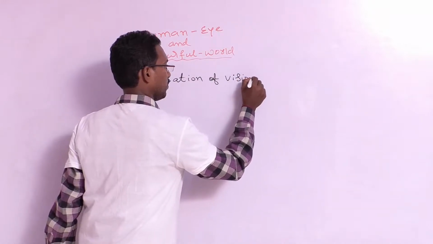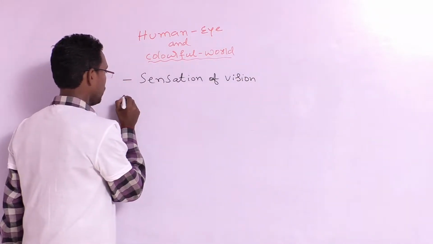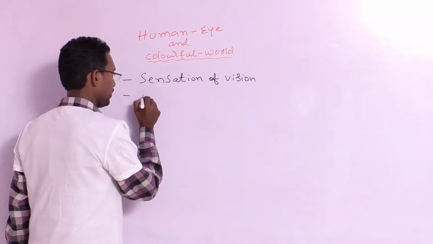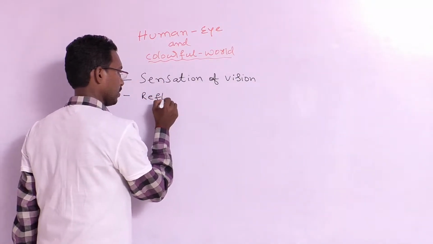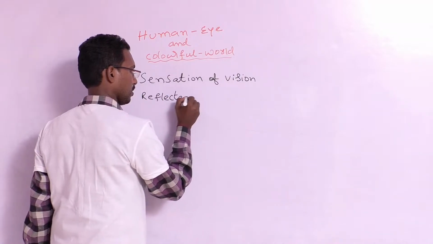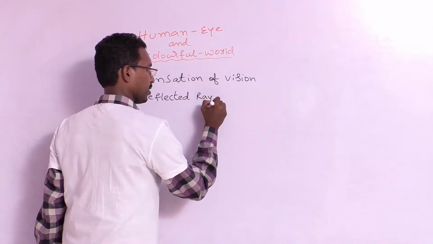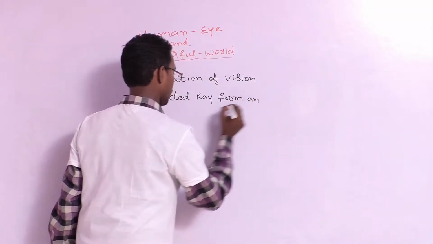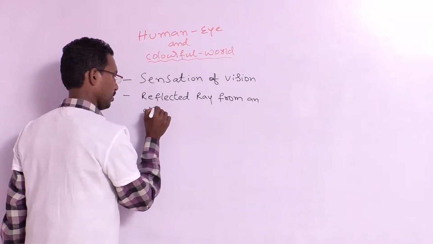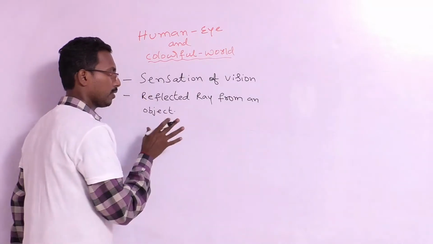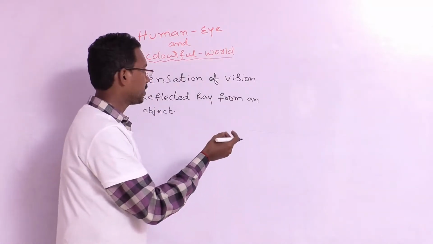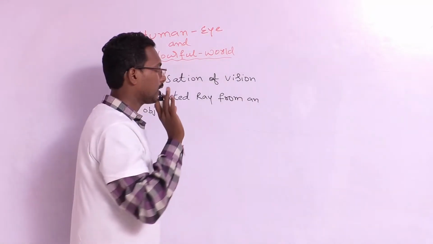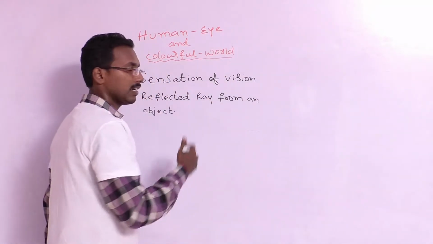Sensation of vision means the human eye is only able to detect the reflected rays from an object. So whenever the reflected rays from an object clearly fall on the retina of the human eye, only then can we identify the object.